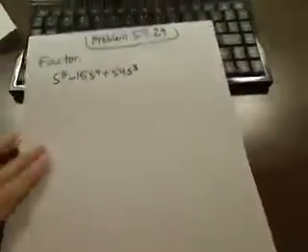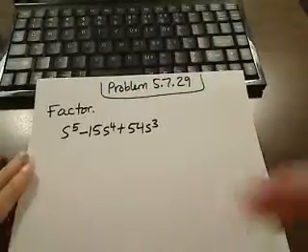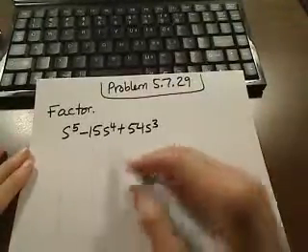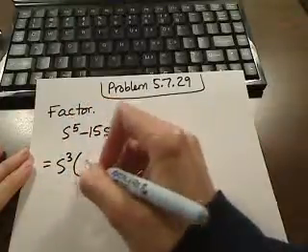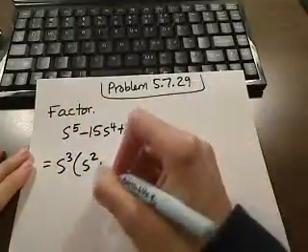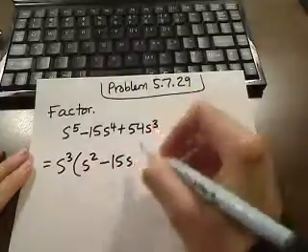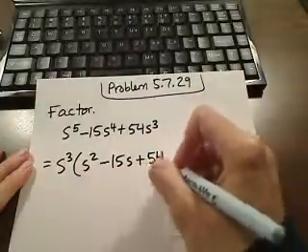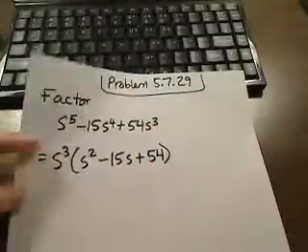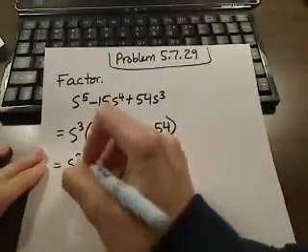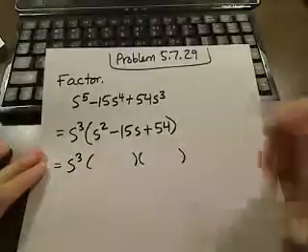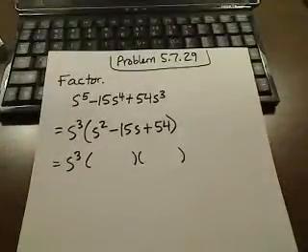And I'm also going to do problem 5.7.29 on the same video because these are very similar problems. This also has a greatest common factor of s cubed. When we pull this out, it's s squared minus 15s plus 54. Okay, and we're going to factor the inside using trial and error the same way that we did the last problem.